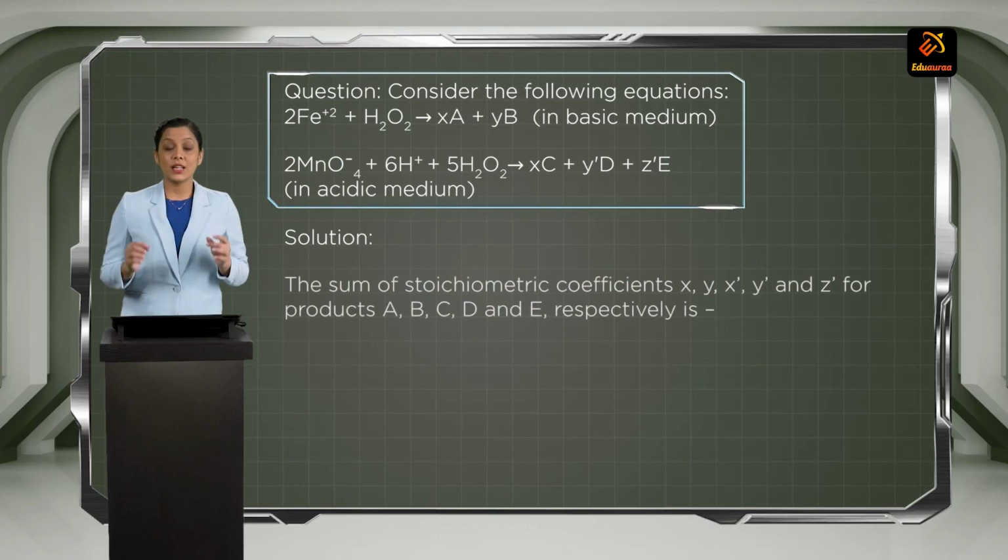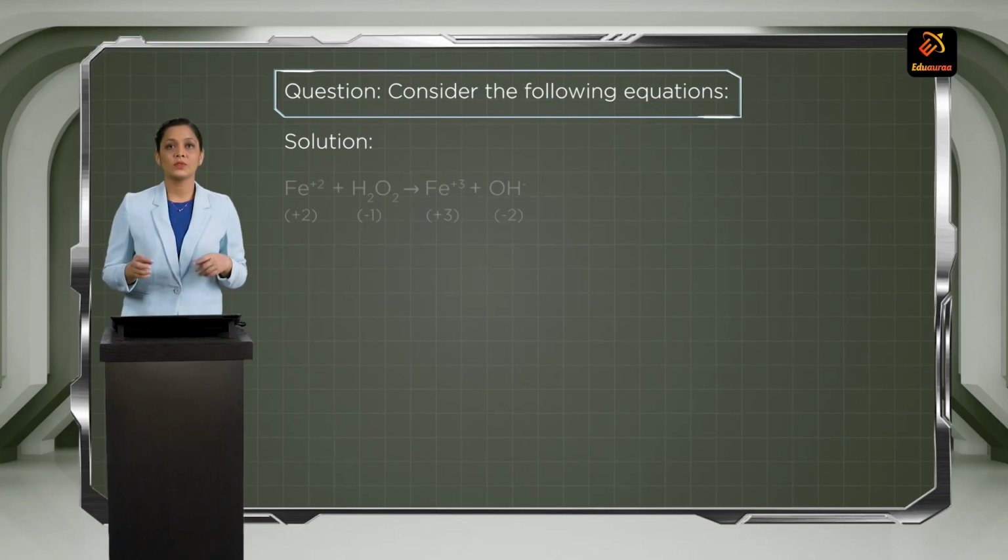Now students, the sum of the stoichiometric coefficients X, Y, X dash, Y dash and Z dash for the products A, B, C, D and E respectively is. So in order to find our answer, let's first solve the equations.